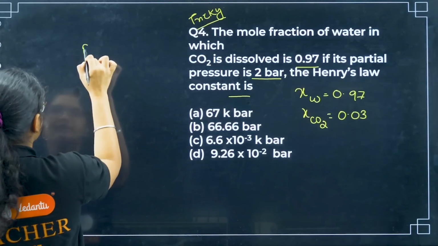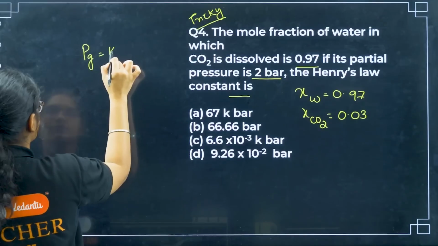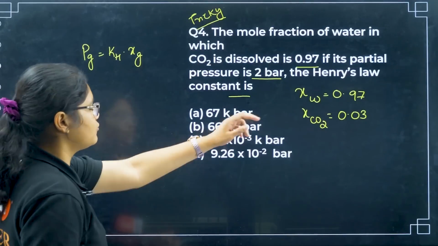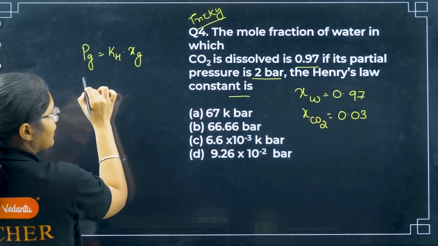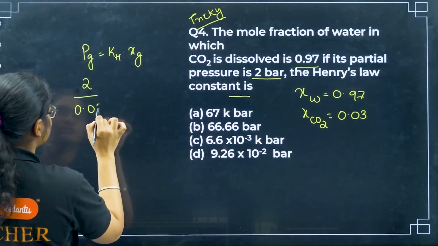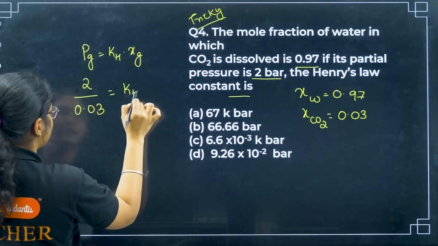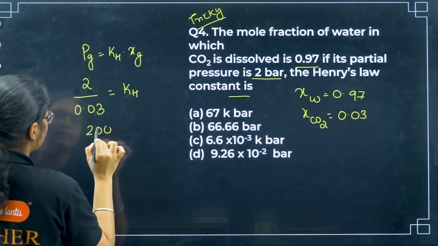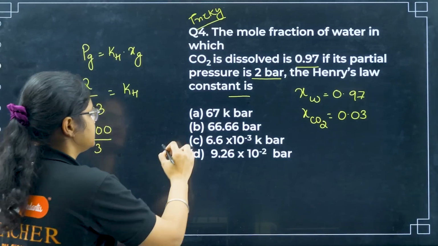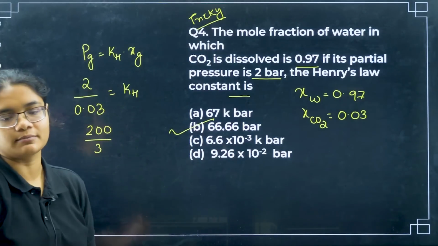So if I know Henry's law formula, P of the gas is equal to KH into mole fraction of the gas, right? So the pressure is 2 bar, divided by 0.03, is equal to the KH value. So I can write 200 divided by 3. So I will get 66 point something, 66.66 bar. So that is option number B.